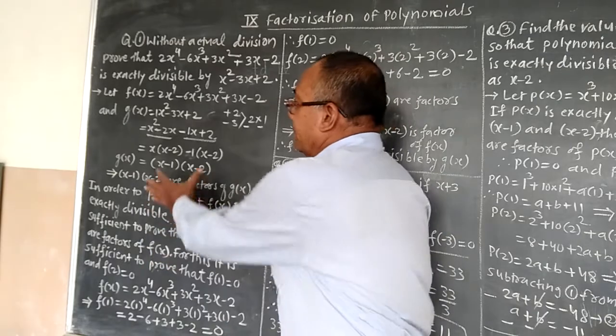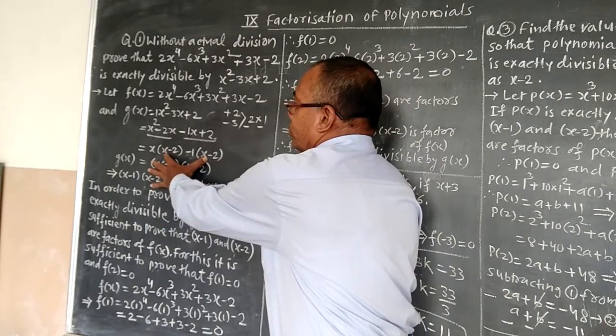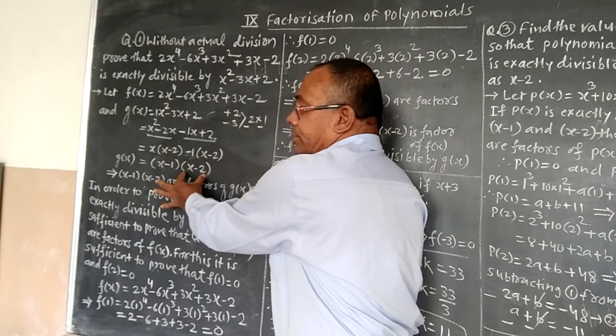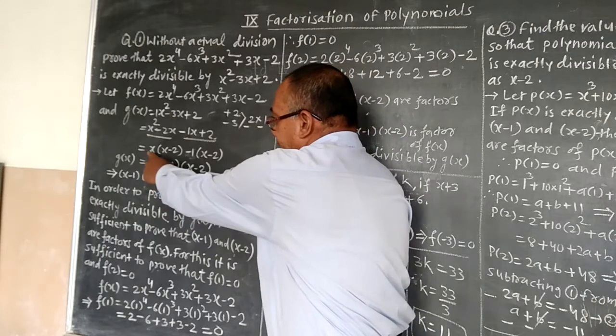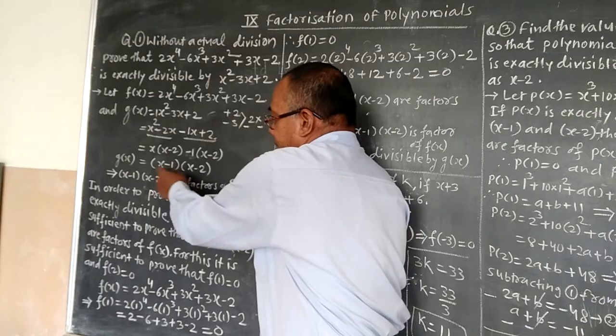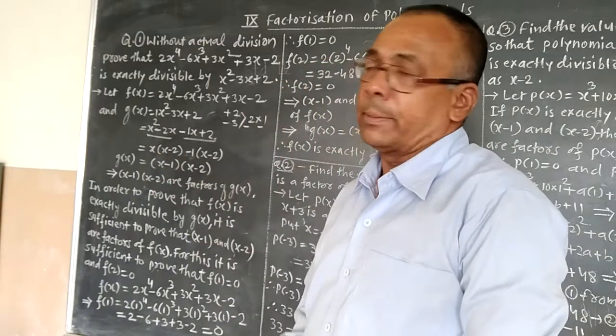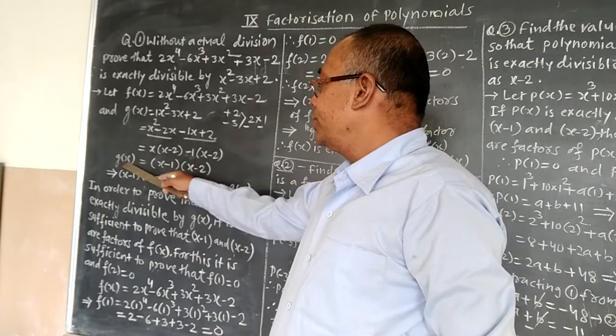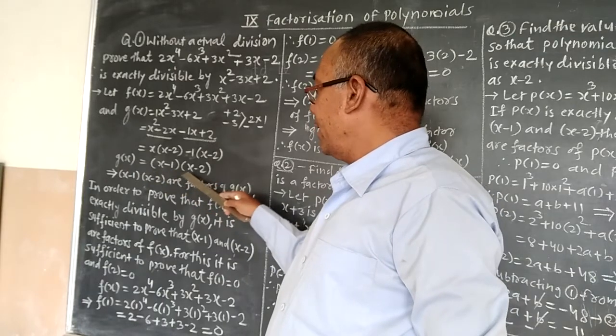Here both the brackets are the same, x - 2 and x - 2, and therefore we have taken it as common. The remaining terms, that is x - 1, are taken into another bracket, and therefore g(x) is equal to (x - 1)(x - 2).